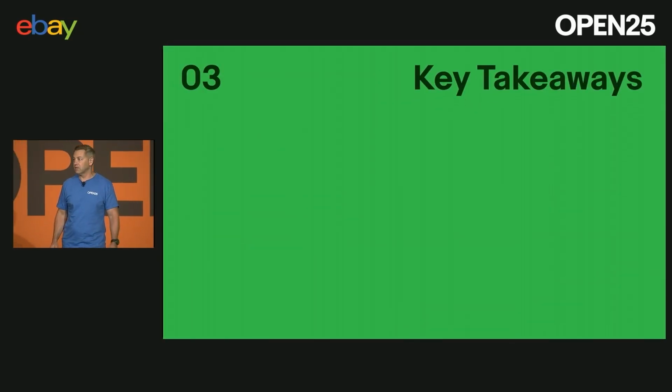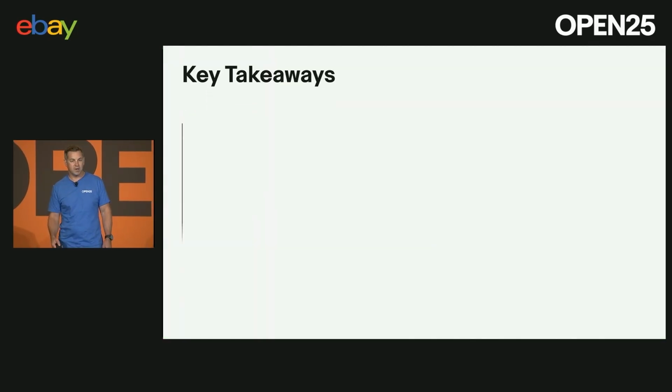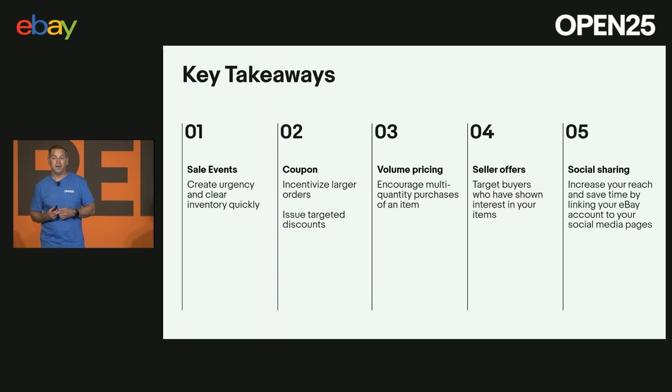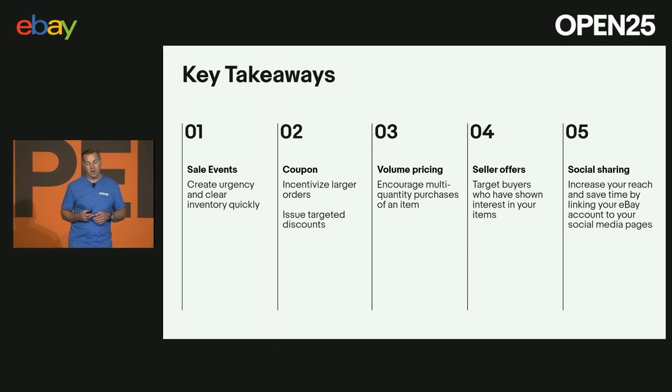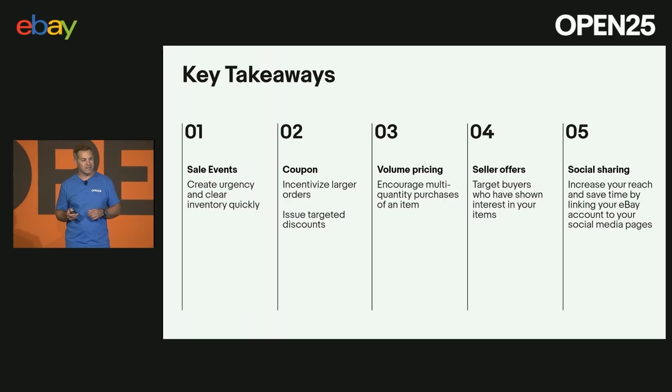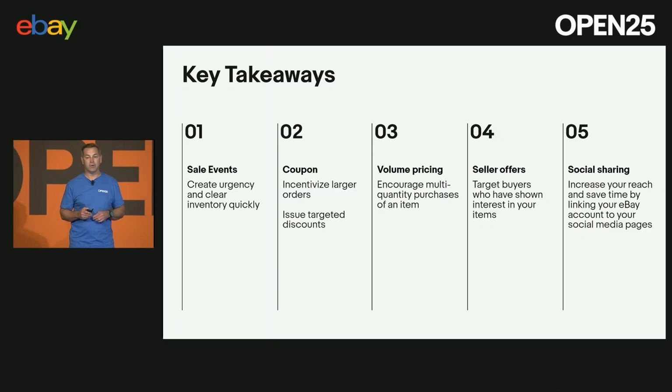So we've talked about a lot today. I want to recap a couple things. So when you're thinking about your sales toolkit, we really want you to think about matching your tool to the goal you want to achieve. So if you're thinking about urgency, think about sales events, coupons for loyalty, volume pricing to increase your basket size, increase the number of items you sell in one go, and then seller offers convert browsers into buyers. And lastly, social allows you to get more views on your listings without actually having to pay for it.